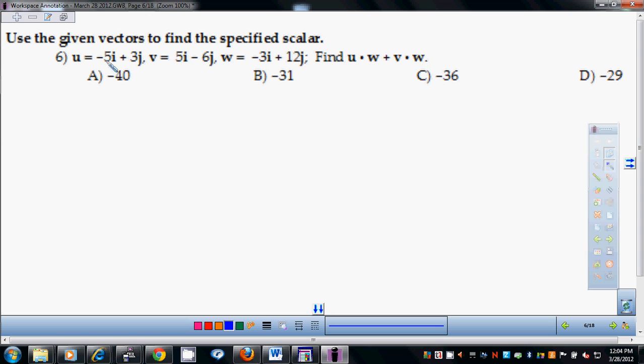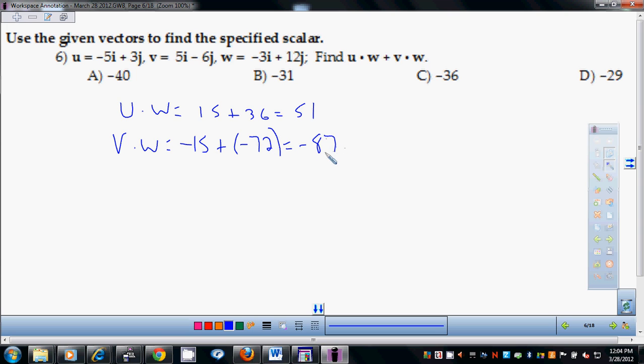So u dot w, add them two together, and you should get C.